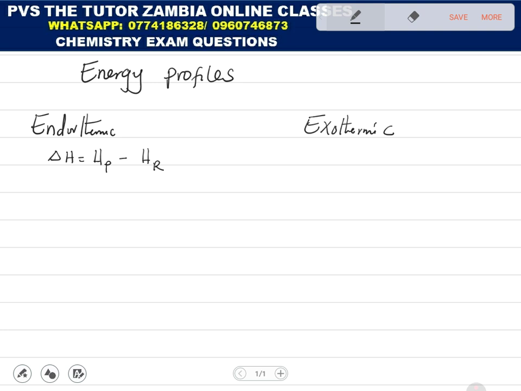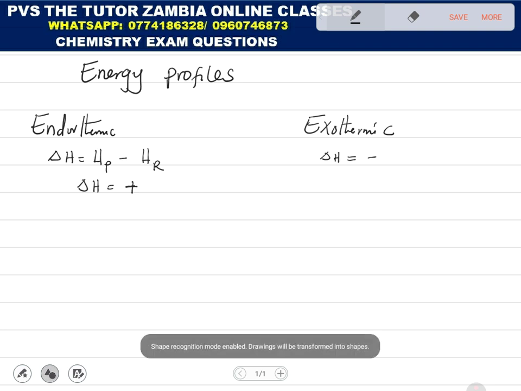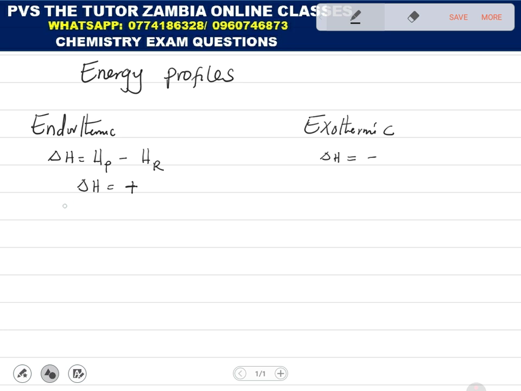The only thing is that for exo, the heat of the reaction is negative, but for the endo it is positive. That's the one key difference that you need to know. But when it comes to drawing of the diagrams, how are they different? So I'm going to draw a very simple diagram here so that you can see how I'm drawing it.